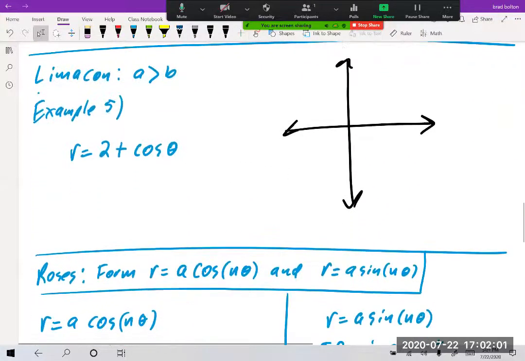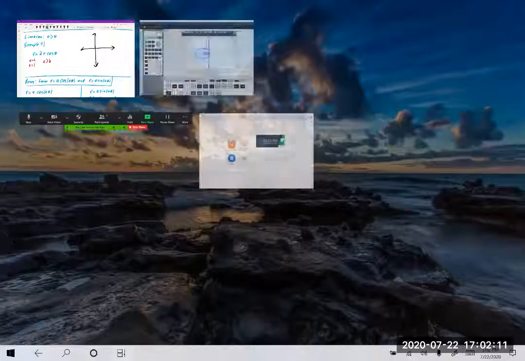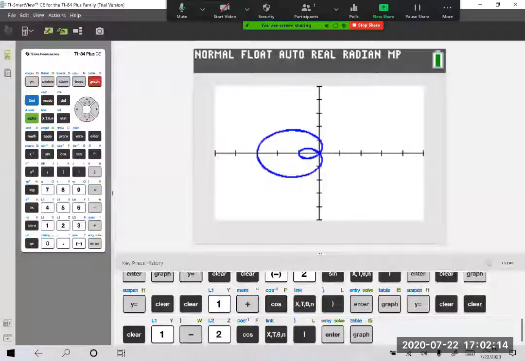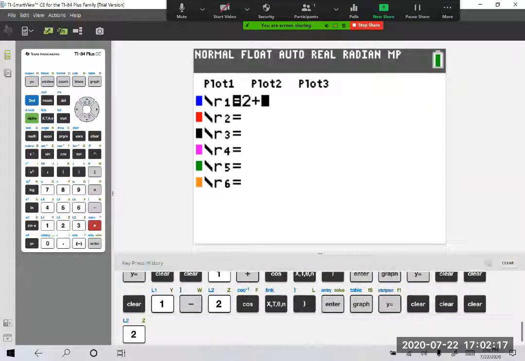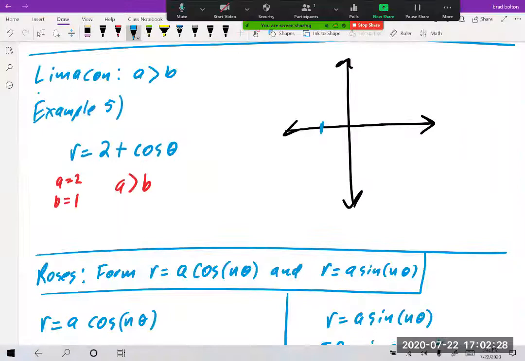The next one is a limacon when A is greater than B. So in this problem, we have A equal to 2 and B equal to 1. So A is greater than B. Let's see what shape that gives us: 2 plus cosine theta. So let's go y equals 2 plus cosine of theta. And it's like a circle with a flat head, okay? So we're going to go over here to -1, and we're going to draw this circle with a flat head to it. So that's what a limacon looks like.